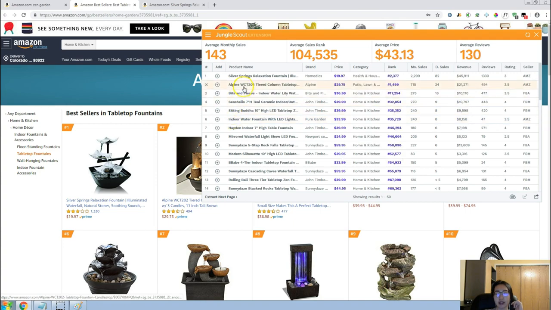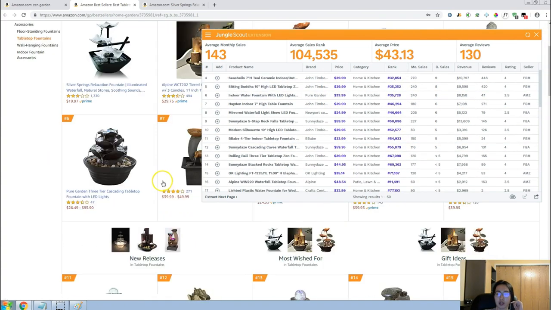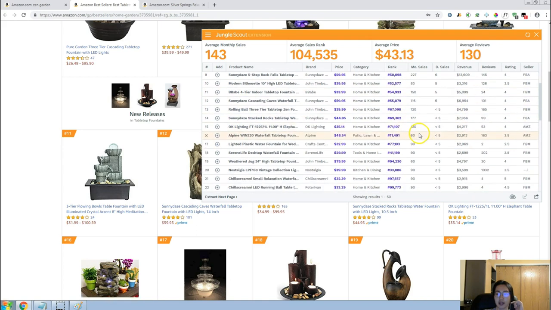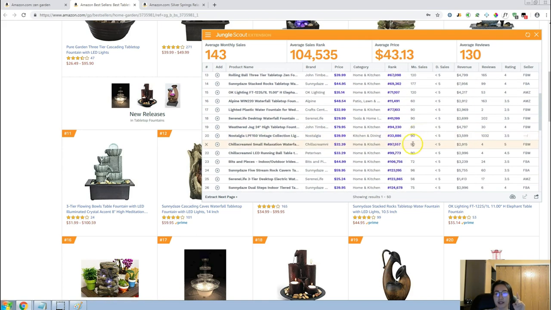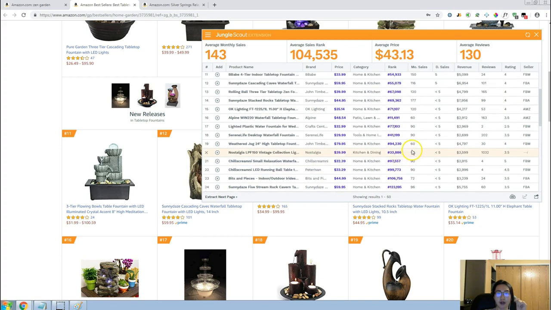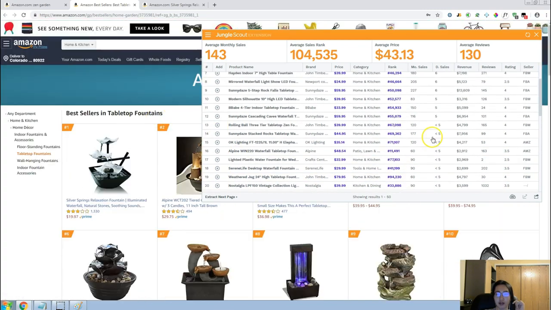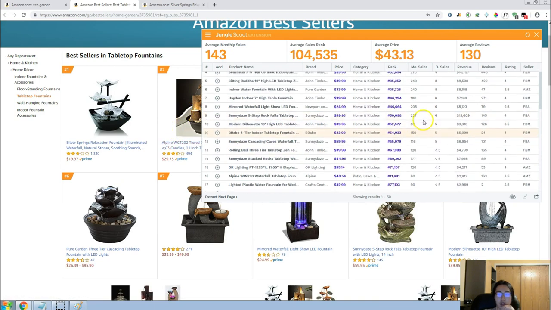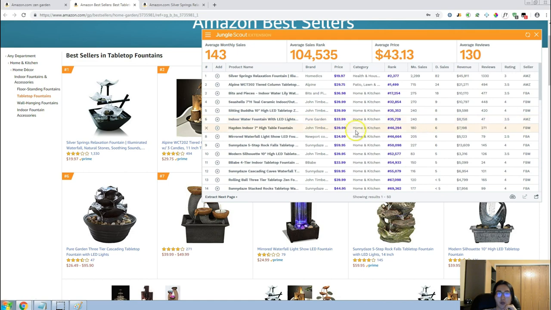This sounds to me like if across the board there's a ton of low ratings, yes, it means that there's opportunity obviously, but it also means you're gonna run into some serious challenges making sure that the product is quality. So, after you order your samples in your testing phase, you're gonna really want to make sure that your samples are good.